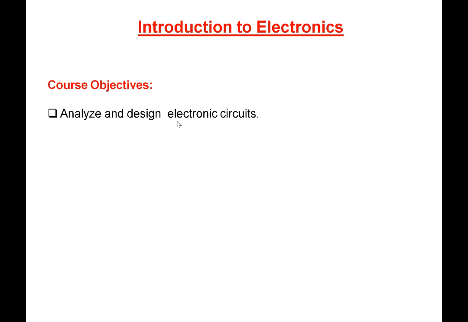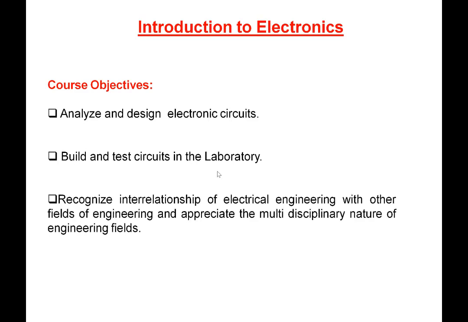So one of the objectives of this particular course is to help the students learn how to analyze and design electronic circuits, which is obvious. Along with this course, there's a lab attached. So whatever students learn during the theory, they can go to the lab and test some of those concepts. So build and test circuits in the laboratory. And the last one, as I said, because it's a course which is given to all the students, it's important especially for mechanical, chemical, civil, all these different engineering disciplines to realize how electrical engineering intersects or is helpful to their discipline. All right, so that's the third goal that is there here.